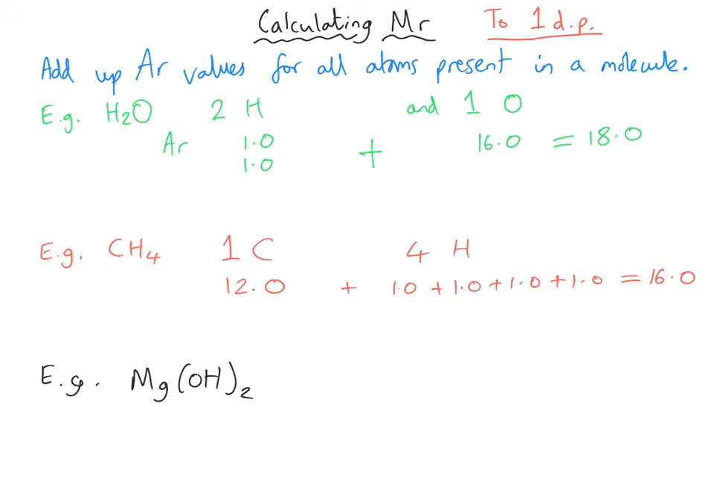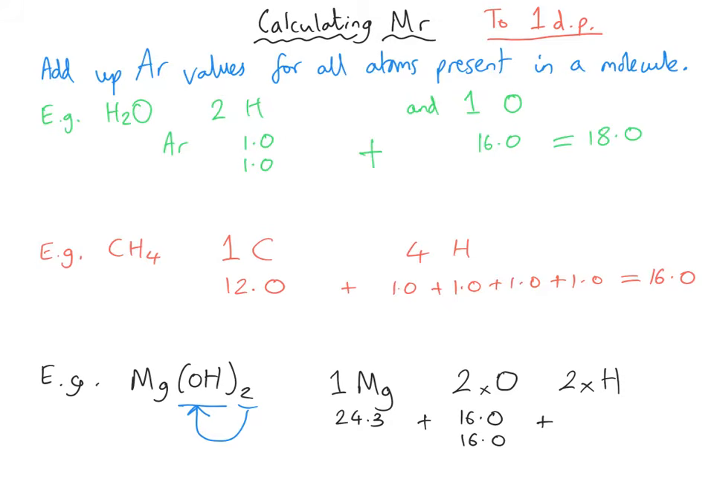Remember, a bracket means you've got multiples of anything inside it, so in this case we've got magnesium hydroxide, so we've got 1 magnesium atom and we've got oxygen and hydrogen once inside the brackets, but that 2 means we've got 2 of everything inside the brackets, so we've got the relative atomic mass of 1 magnesium, add 2 lots of that oxygen mass and 2 lots of the hydrogen mass, which gives us an answer to 1 decimal point here.